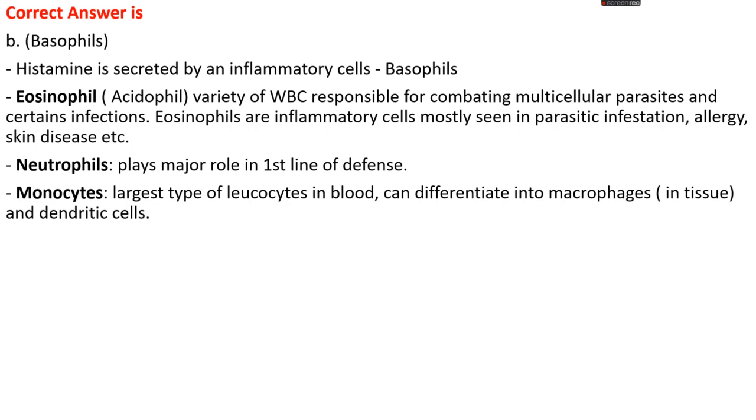And eosinophil is also known as acidophil. It is a type of WBC which is responsible for combating multicellular parasites and certain infections. Eosinophils are inflammatory cells mostly seen in case of parasitic infestations, allergy, and skin diseases, while neutrophils play a major role in the first line of defense. Monocytes are the largest type of leukocytes found in blood and are also phagocytic in nature, and they differentiate into macrophages in tissue and dendritic cells.